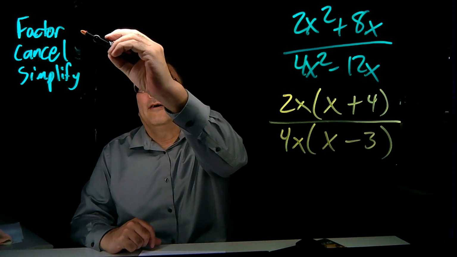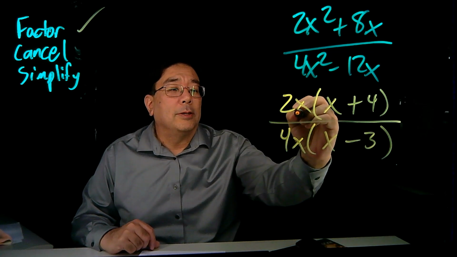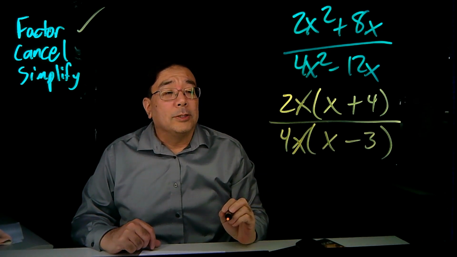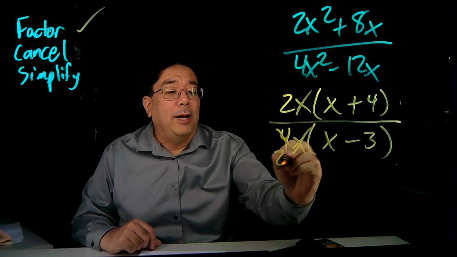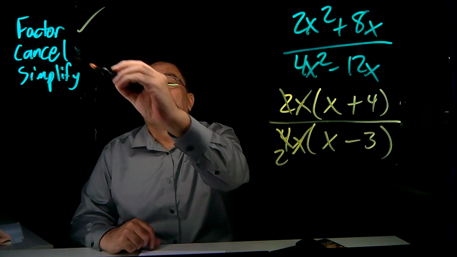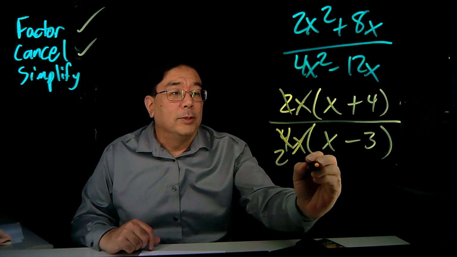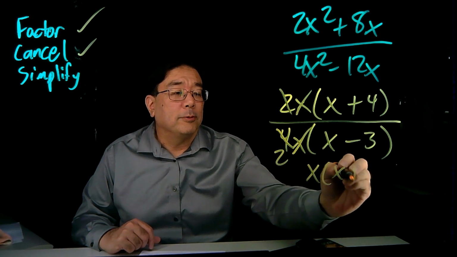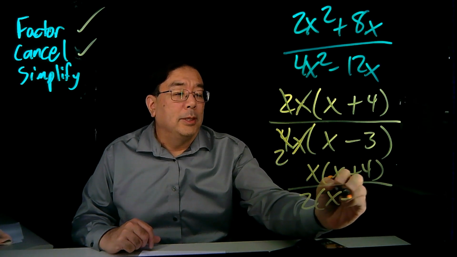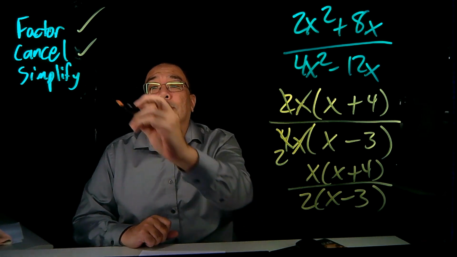So we did our first step, we factored, and now we want to cancel. Let's see, those x's cancel. Now the factors of 2 cancel, but we still have a factor of 2 left over in the bottom. So we canceled, and then simplifying, well, just what's left over. So we'd have x times x plus 4, all over 2 times x minus 3. So that would be the answer for that problem.